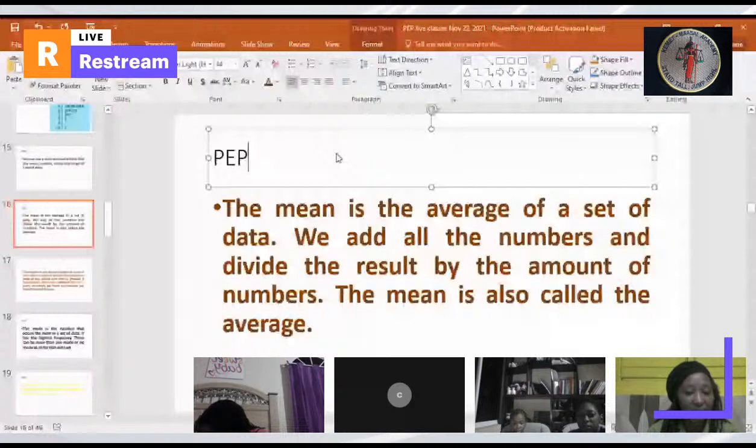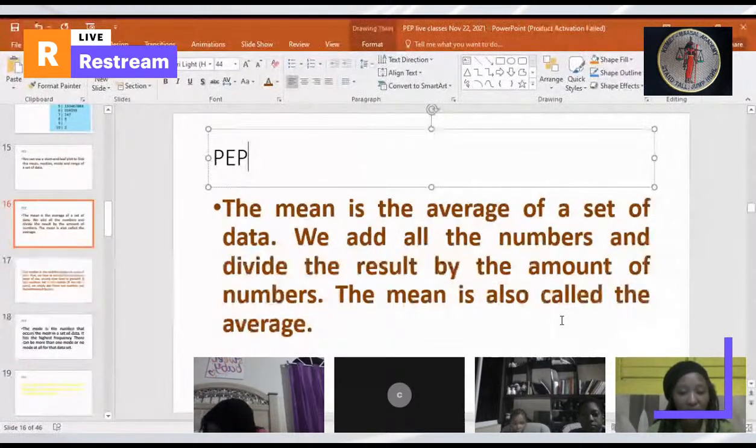So when you're asked to find the mean or the average, the mean is the average of a set of data. And how we find the mean is we add all the numbers and divide that answer by the amount of numbers. The mean is also called the average. So if there are 6 numbers, we would add up all the numbers and then divide the answer by 6. If there are 13 numbers, we'd add all the numbers and divide the answer by 13. That will give us the mean or the average.